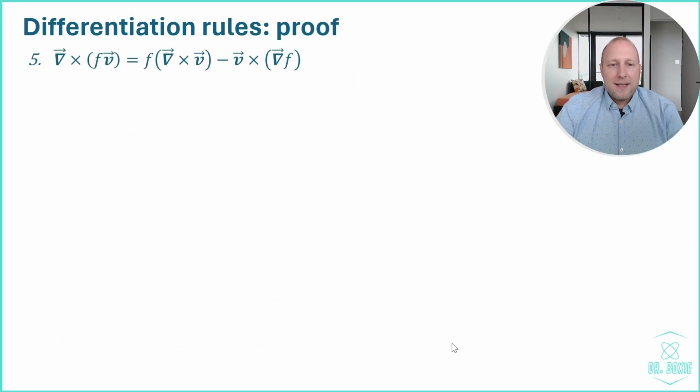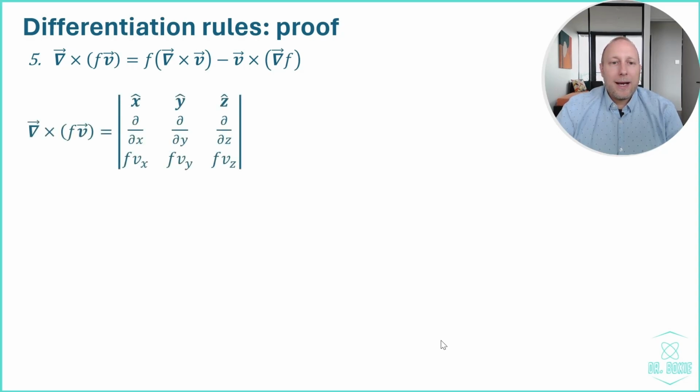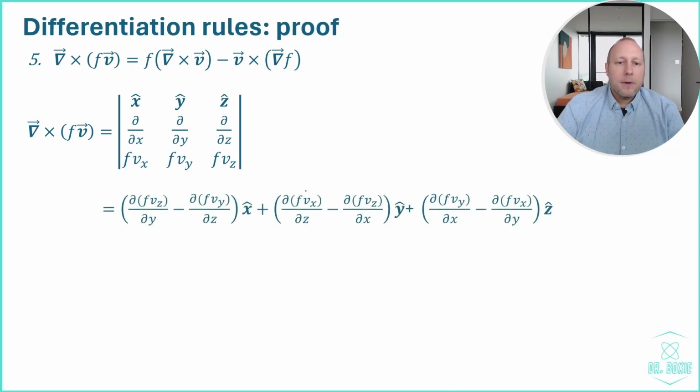What I want to prove is this statement. I want to show that the curl of f times v is equal to f times the curl of v minus v crossed with the gradient of f. How can we prove this? Well, let's start by writing out exactly what the left-hand side means. The left-hand side is the curl of f times v, and we saw that the curl can be calculated by working out this determinant. If we work it out, we get the following expression here.